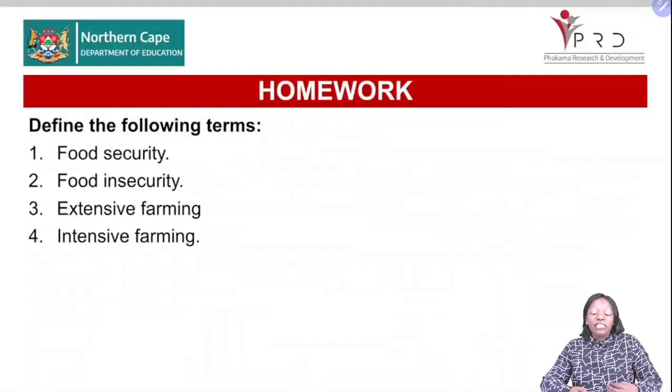Then we're looking at our homework. In our homework for today, you're supposed to define the following terms. It's just the definition. What is food security? What is food insecurity? What is extensive farming? And what is intensive farming?